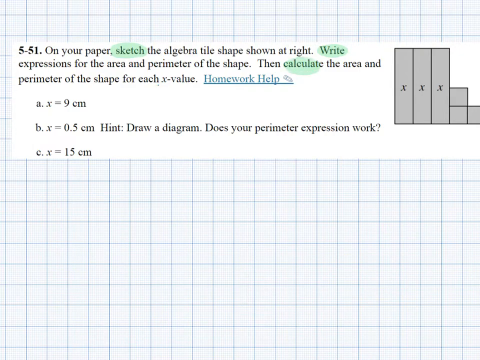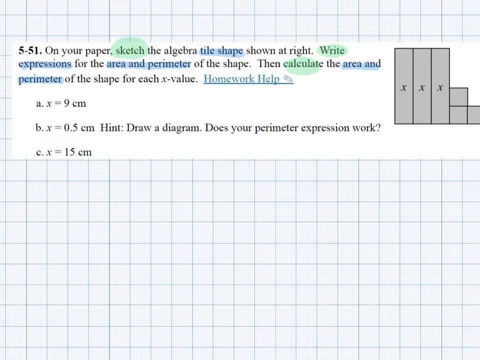Now let's see what we're going to be doing. When we sketch the tile shape, then when we write expressions for area and perimeter, later we're going to use those expressions to calculate the same area and perimeter. Now go ahead and pause the video and let's start with the word sketch.